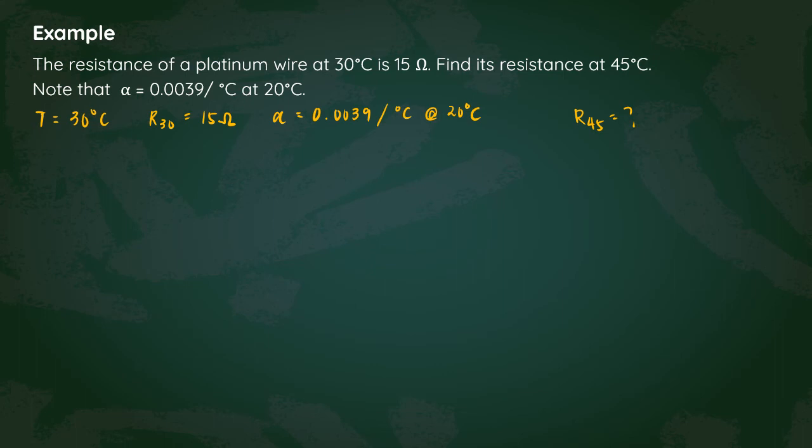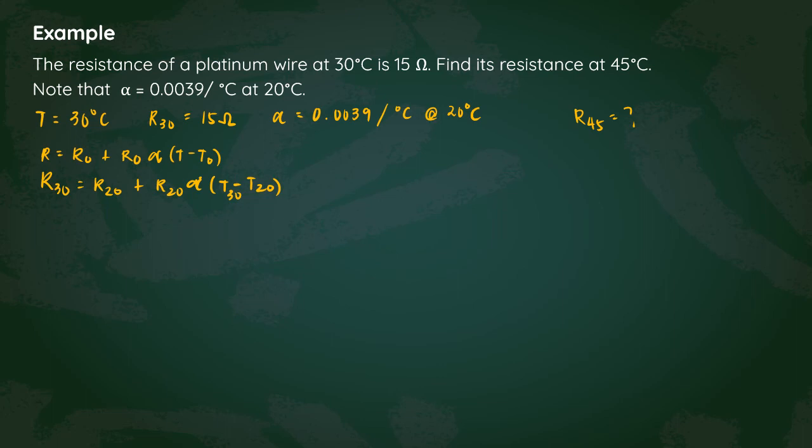So remember your formula. R is equal to R0 plus R0 alpha change in temperature. So you just need to change that. Your R here will be R30 equals R20 plus R20 alpha times temperature at 30 minus temperature at 20.